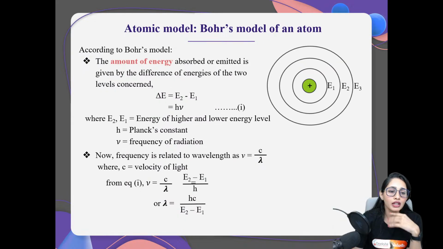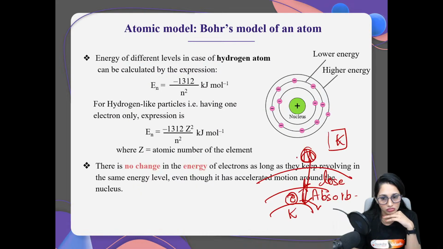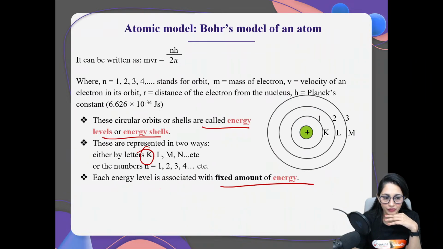According to Bohr's model, the amount of energy absorbed or emitted is given by the difference of energies, delta E is equal to h nu. This is also something that you will be studying in your higher grade. Planck's constant has a value of 6.626 into 10 raised to minus 34 joule second. Just like Avogadro number is a constant, Planck's constant is also a constant.